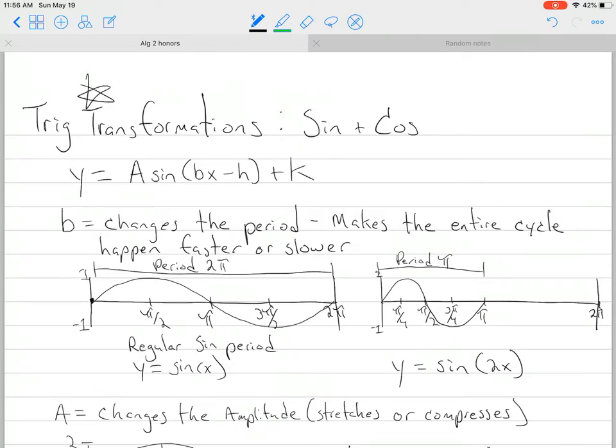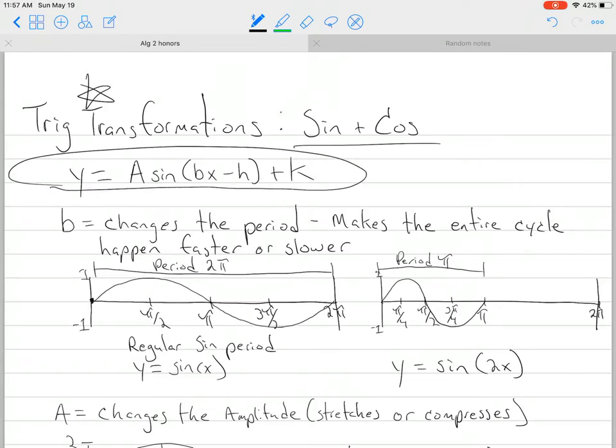All right, trig transformations. We're going to talk about how you transform both sine and cosine. You saw a little bit of this. We did some explorations with this on Desmos, and now we're just going to solidify it so you have it in your notebooks. All right, so go ahead and write down this equation. y equals A times the sine of (bx minus h) plus k. These transformations are basically the same as the transformations that you've seen on all the other functions with the exception of this b value.